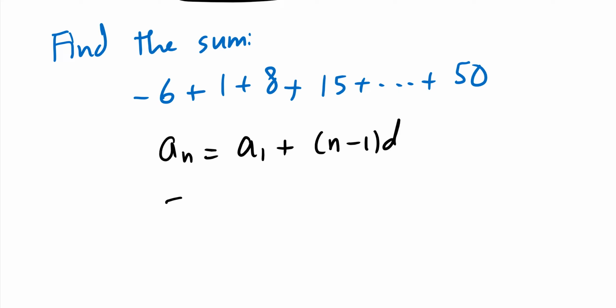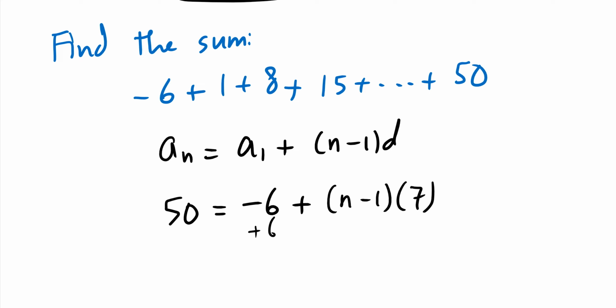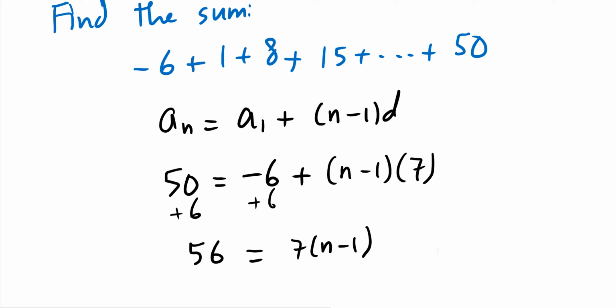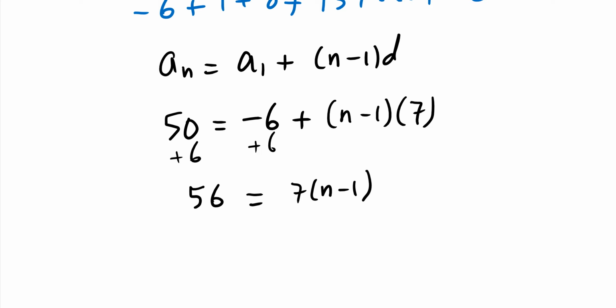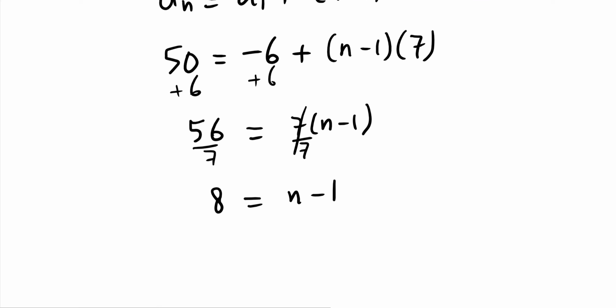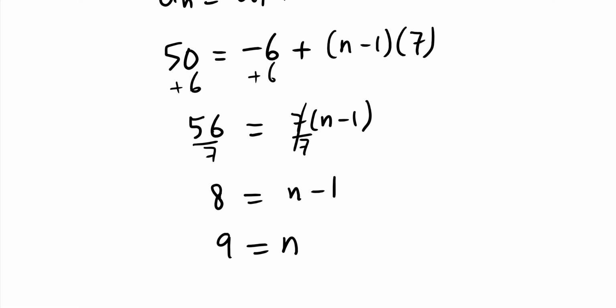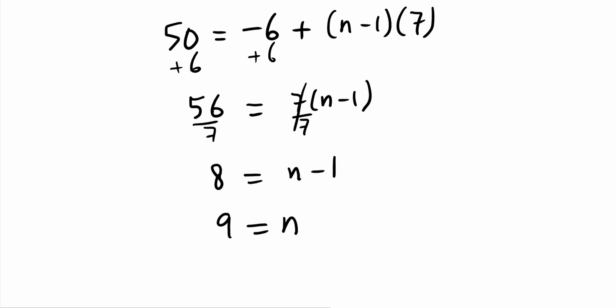an is 50. a1 is negative 6. I don't know what n is. d, every time they're adding 7. So now add 6 to both sides. You get 56 equals 7 times n minus 1. We can divide both sides by 7. We get 8 equals n minus 1. n gives me 9. Means in total there's 9 terms.